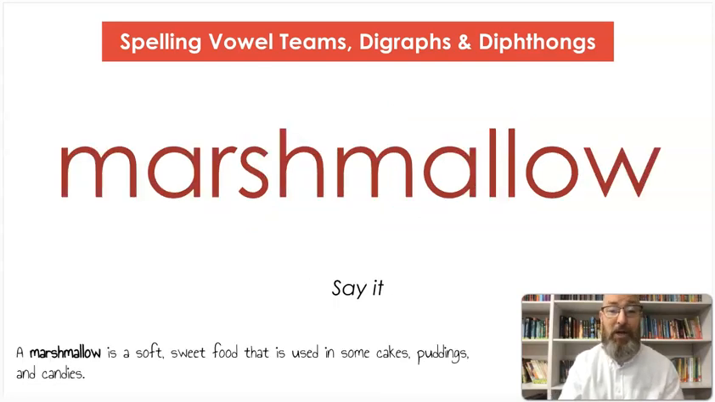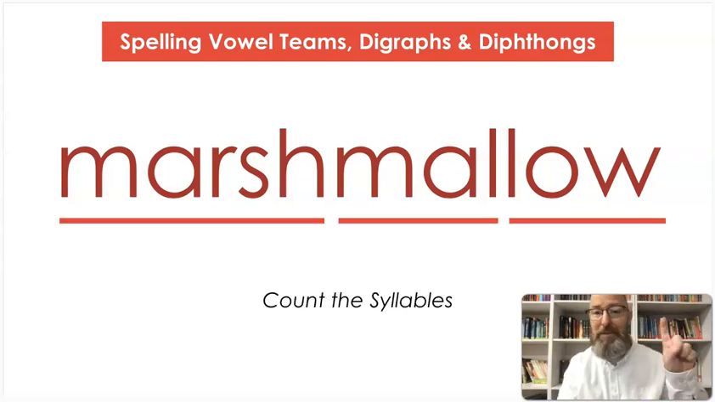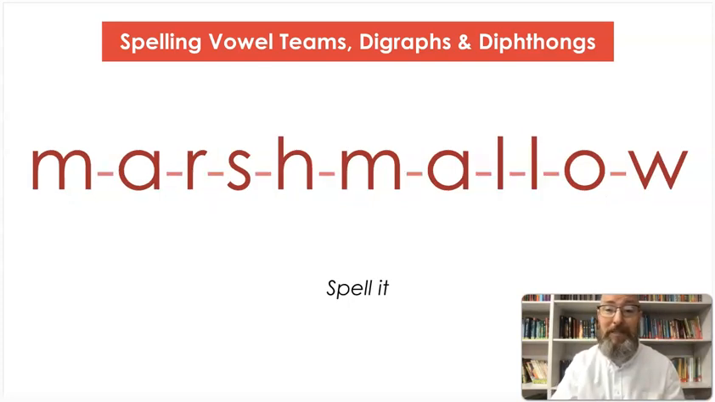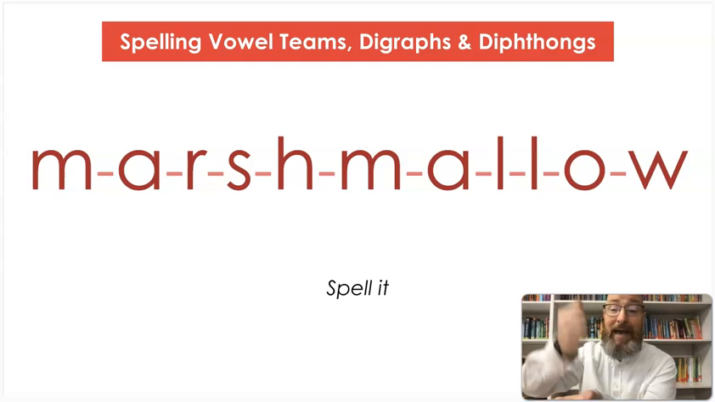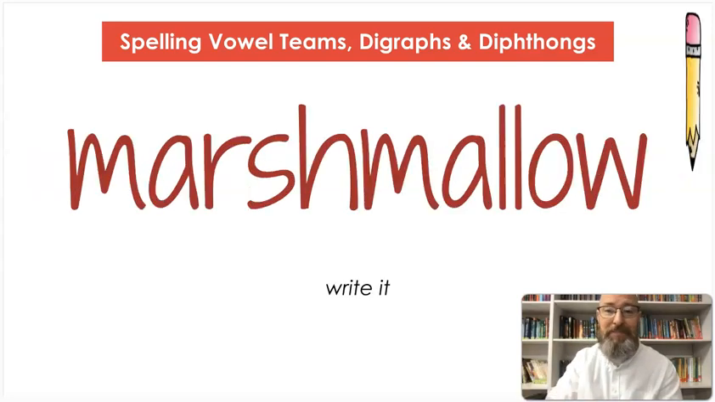The next word is marshmallow. Say marshmallow. A marshmallow is a soft, sweet food that is used in some cakes, puddings, and candies. Count the syllables. Marshmallow. Marshmallow. Spell it. M-A-R-S-H-M-A-L-L-O-W. Marshmallow. And let's write it.